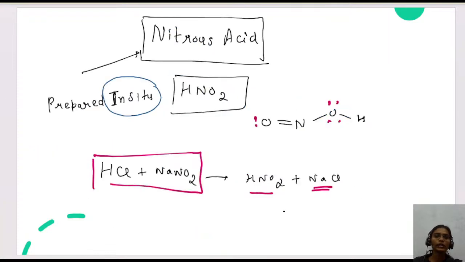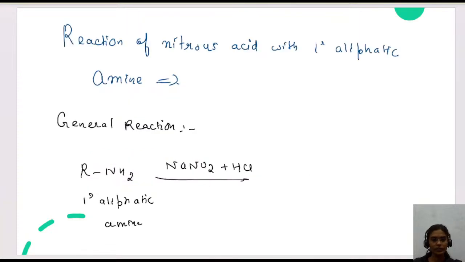Like we already discussed how to prepare HNO2. Not this slide here, look at this: HCl combines with NaNO2 and there is a formation of NaCl plus HNO2. Okay, so this is how. And do you know what is actually happening? If you remember the previous classes, the Sandmeyer or Gattermann reaction, a benzene diazonium chloride kind of thing was formed there.